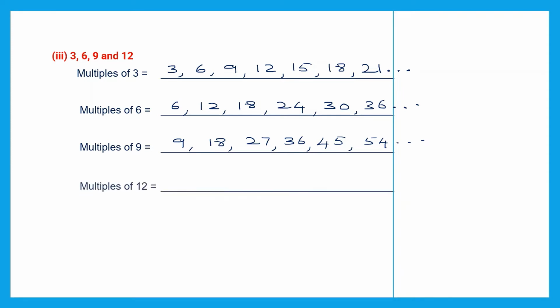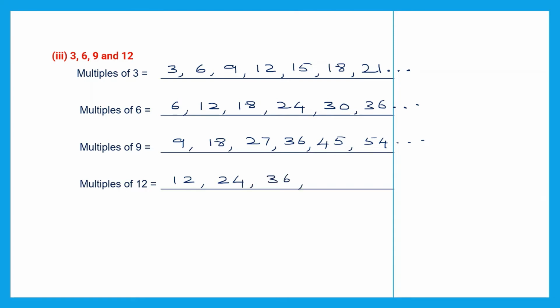I will go on to the multiples of 12. 12 ones are 12, 12 twos are 24, 12 threes are 36, 12 fours are 48, 12 fives are 60, and so on. Now, we have to pick out the common multiples. Let's see what is common.